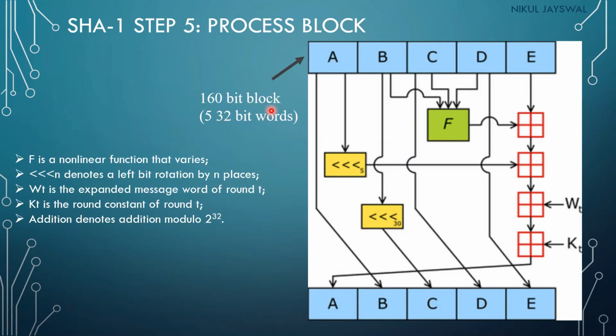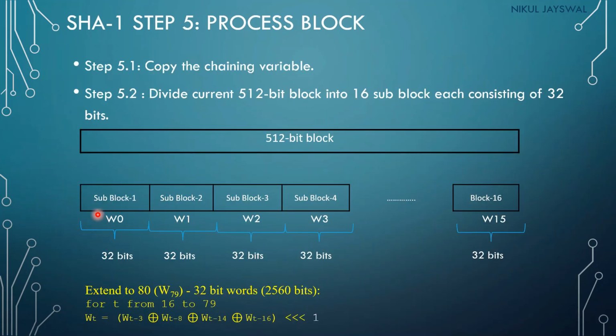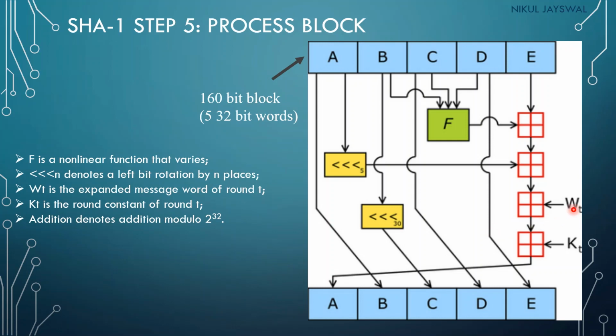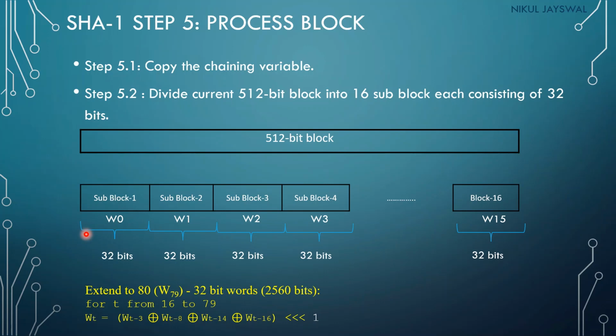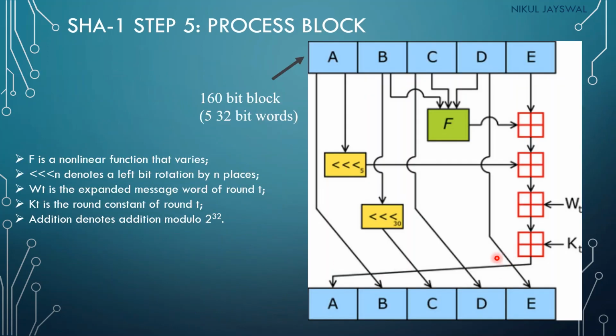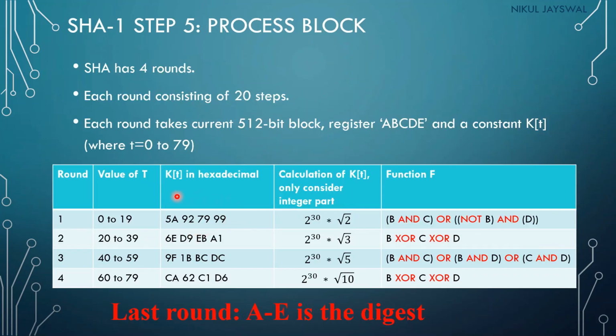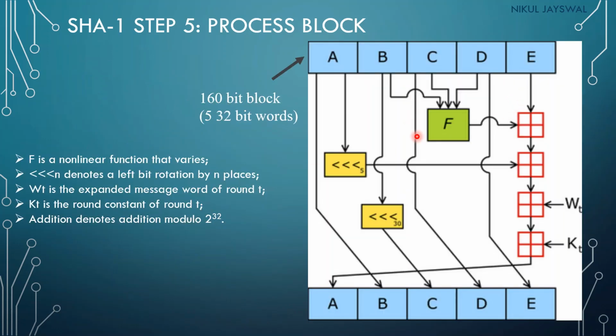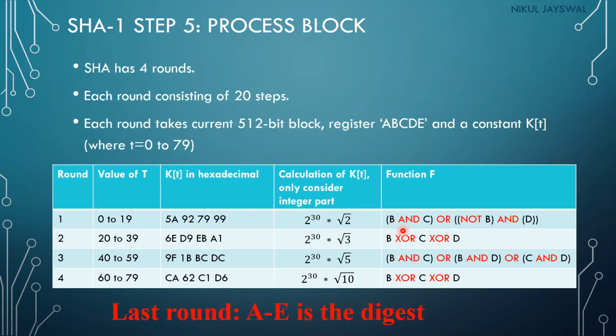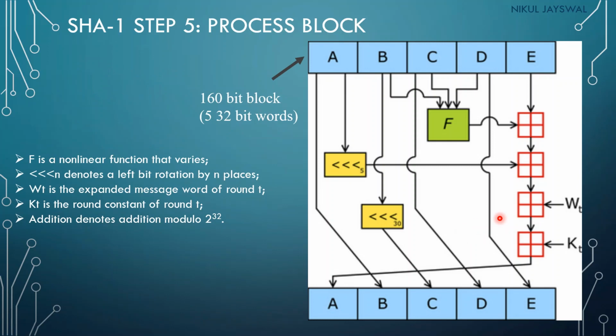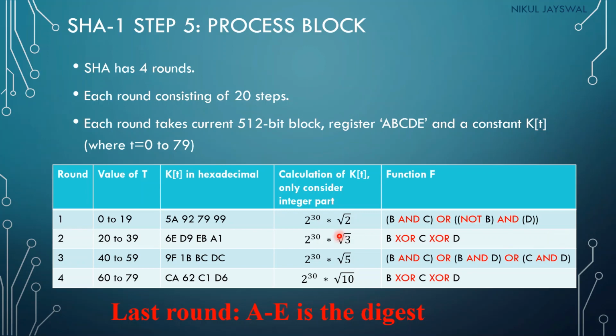this process block. Clear? For the first round we will take W0, so this is W0. For the second round we will take W1. For the first round, the value of W0 will be the first 32-bit block, the value of Kt will be 5A927999, and the function will be B and C or not B and D. So this function will be used. Clear?